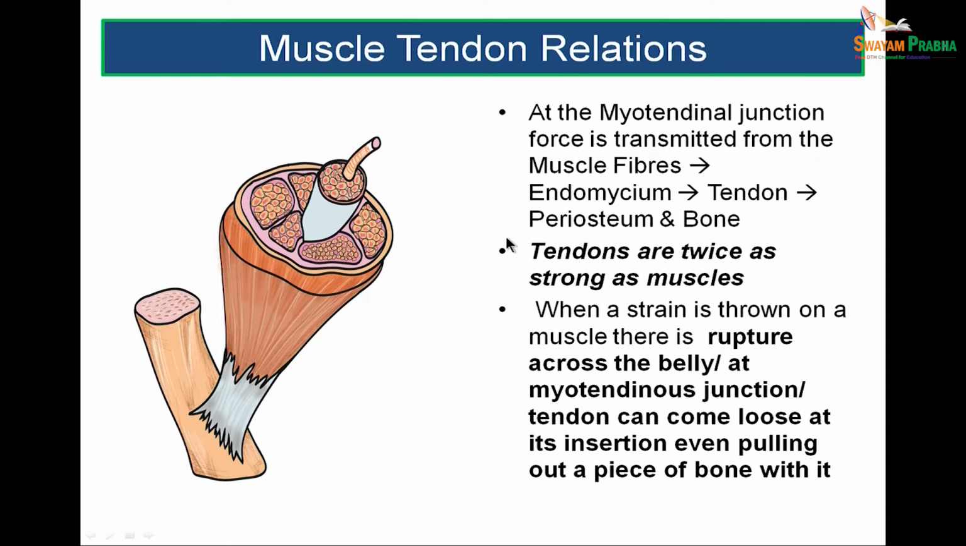What is the relationship between muscle and tendon? At the myotendinal junction, the junction between muscle, myo, and tendon, forces get transmitted from the muscle fiber through the endomysium to the tendon and then to the bone. Always remember, tendons are twice as strong as muscles. So, when there is strain on a muscle, what is going to rupture is not the tendon but the belly, or the myotendinous junction could tear, or the tendon could pull out a piece of bone with it.